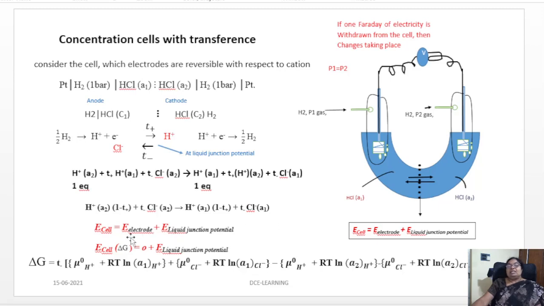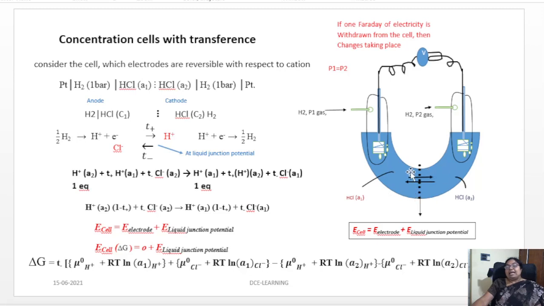Therefore, E cell, as I already explained, with the transference, the overall cell depends not only on the potential difference between the electrodes but also on the potential difference at the liquid junction. Here, delta G is the change in free energy. E electrode is taken as standard, because it is a hydrogen electrode, so it is taken as 0, and we calculate only the potential difference at the liquid junction potential.